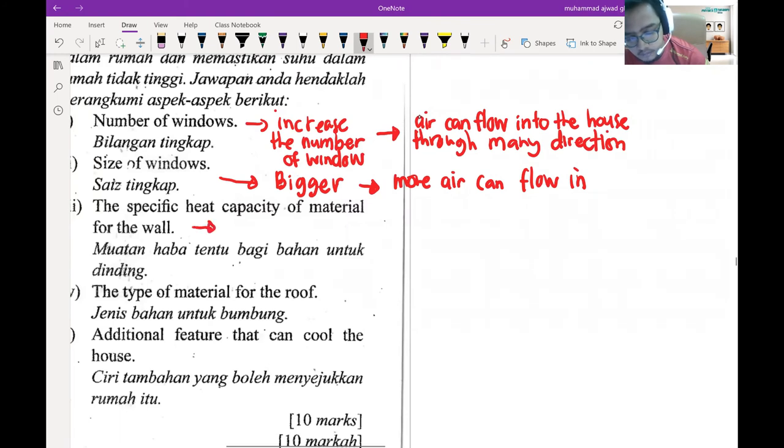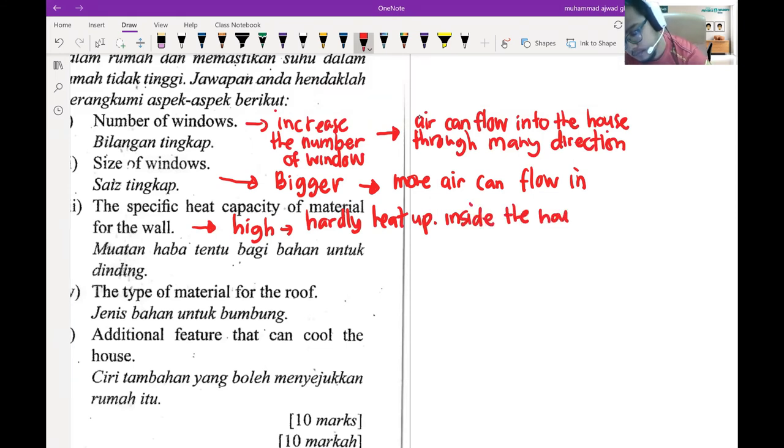specific heat capacity of material higher, so hardly heat up. Okay, so inside the house, hardly heat up. Okay, hardly lah pun tak apa, dah ada cukup dah.